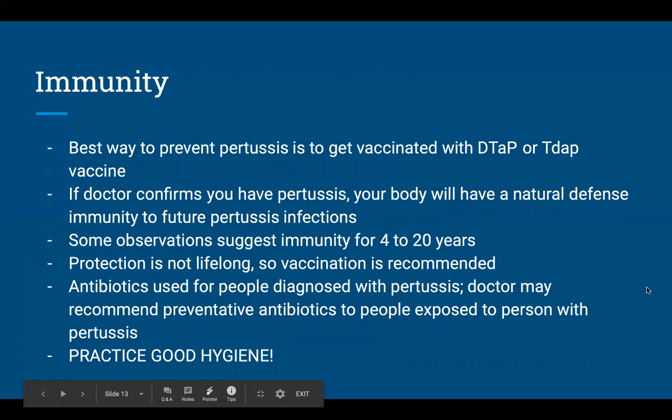Finally, the best way to prevent pertussis is to get vaccinated with the DTaP or Tdap vaccine. If a doctor confirms you have pertussis, your body will have a natural defense immunity to future pertussis infections. Some observations suggest that after having pertussis, an individual will gain immunity for about 4 to 20 years. Since protection is not lifelong, it is highly recommended for people to get vaccinated. Antibiotics are used for people diagnosed with pertussis, but a doctor may also recommend preventative antibiotics for people exposed to an individual with pertussis. The most important thing is to always practice good hygiene in order to prevent contracting the virus. So that is the end of my presentation.